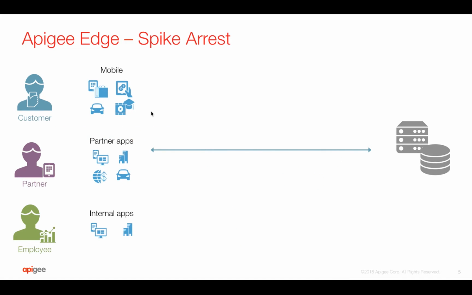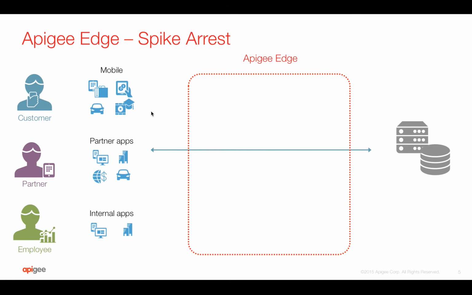So how does Apigee Edge solve this problem? Since Apigee Edge sits in between the client and the target server, all the API requests go through Apigee Edge, and you can do API management using policies. We're going to use the Apigee Edge Spike Arrest policy to protect your target server against denial of service attacks.